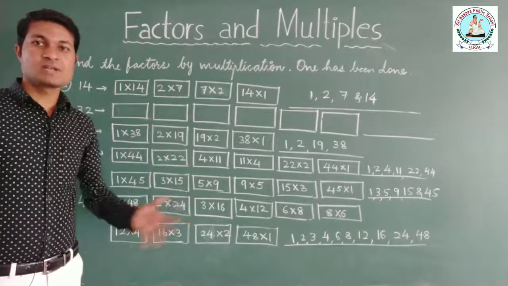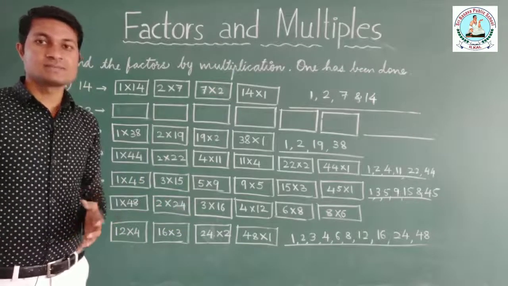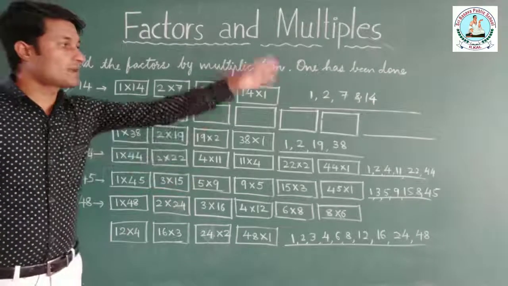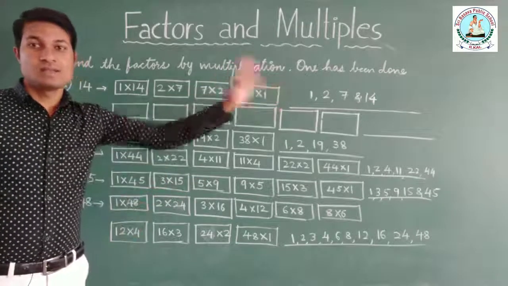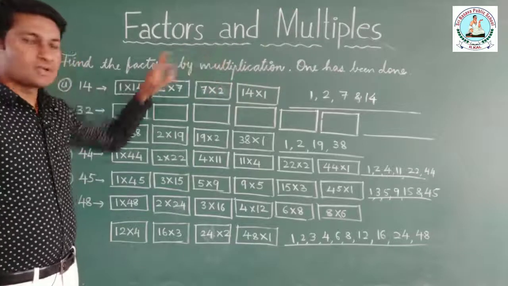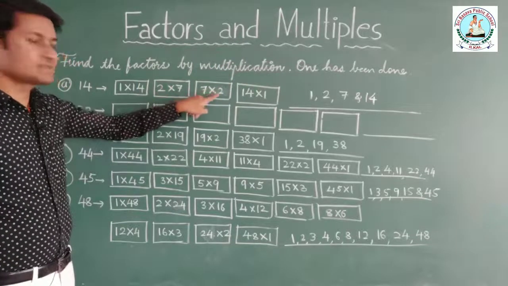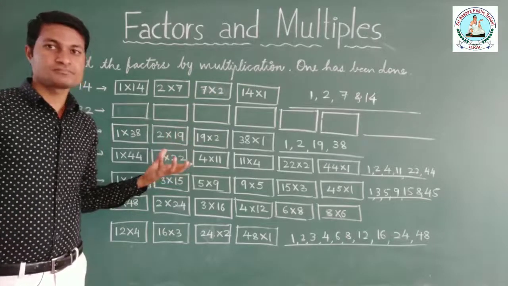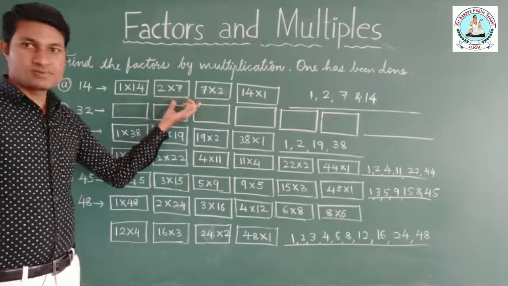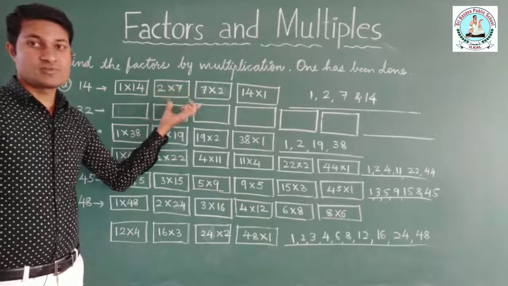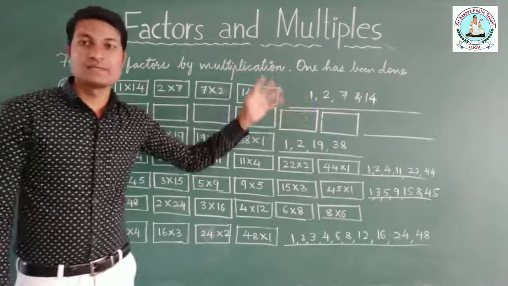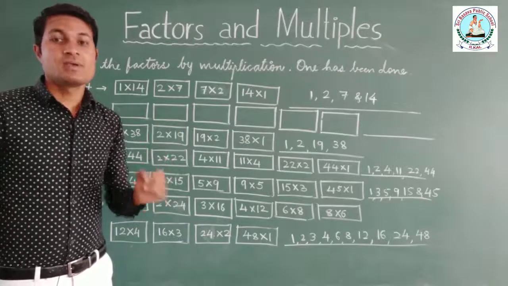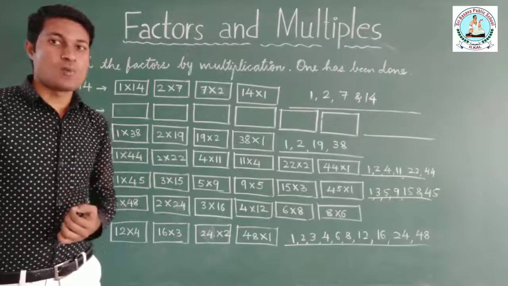So in the previous question I suggested that you not repeat the combinations, but here you need to repeat the combinations, while writing the factors you should note that. Combinations you can repeat here, like 2 times 7 and 7 times 2 both look like the same combination, but those same combinations you have to write here. But while listing the factors of the given number, you should not repeat a number that is used once, right?